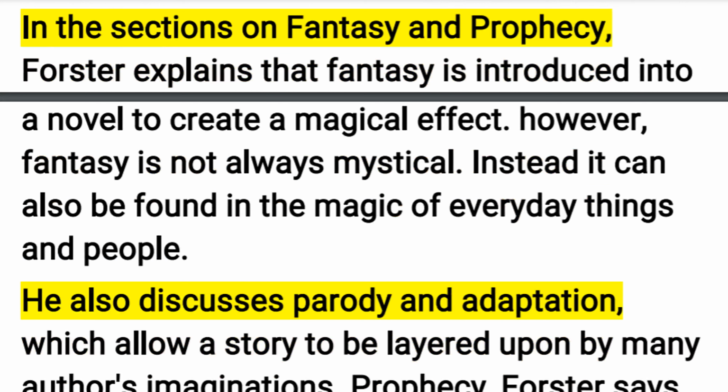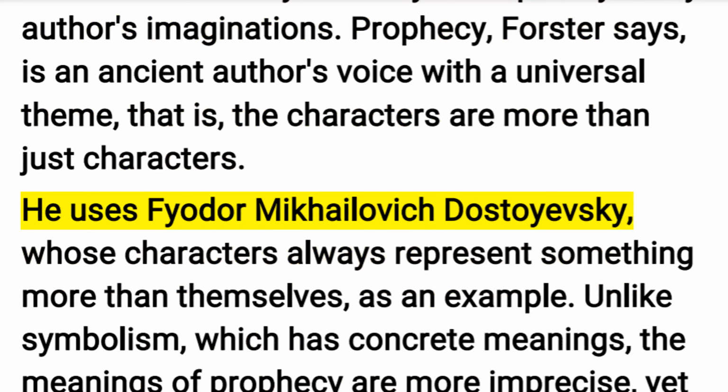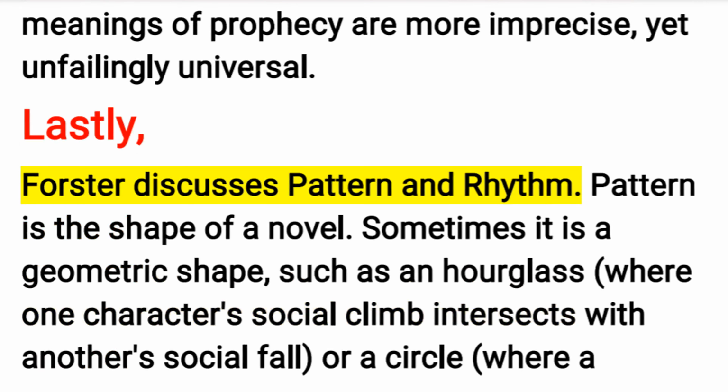In the sections on fantasy and prophecy, Forster explains that fantasy is introduced into a novel to create a magical effect. However, fantasy is not always mystical. Instead, it can also be found in the magic of everyday things and people. He also discusses parody and adaptation, which allow a story to be layered upon by many authors' imaginations. Prophecy, Forster says, is an ancient author's voice with a universal theme, that is, the characters are more than just characters. He uses Fyodor Mikhailovich Dostoevsky, whose characters always represent something more than themselves, as an example. Unlike symbolism, which has concrete meanings, the meanings of prophecy are more imprecise, yet unfailingly universal.